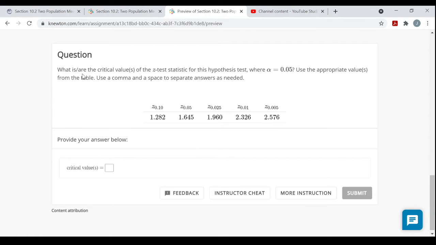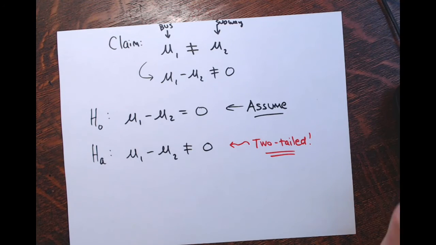What is or are the critical values of the z-test statistic for this hypothesis test? And they're giving us a significance level here. Alpha is 0.05, right? And use a comma and a space to separate answers as needed. So because there are two of these, we're going to separate them by a comma and a space, as you'll see when I type it out later. All right, so back to the paper.